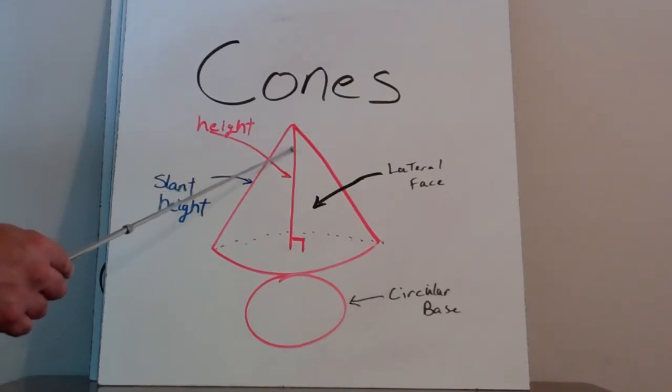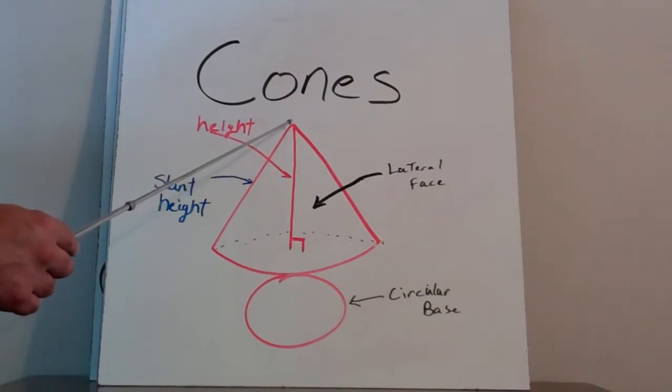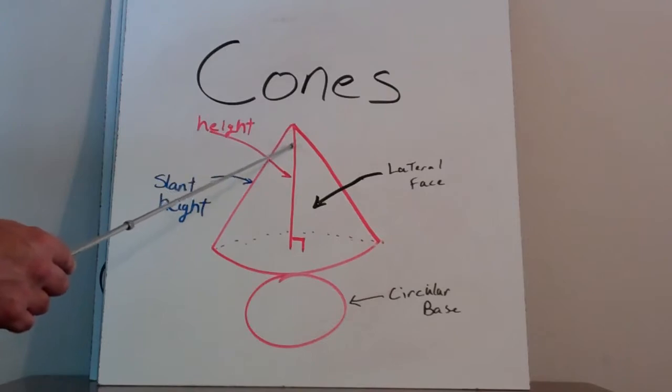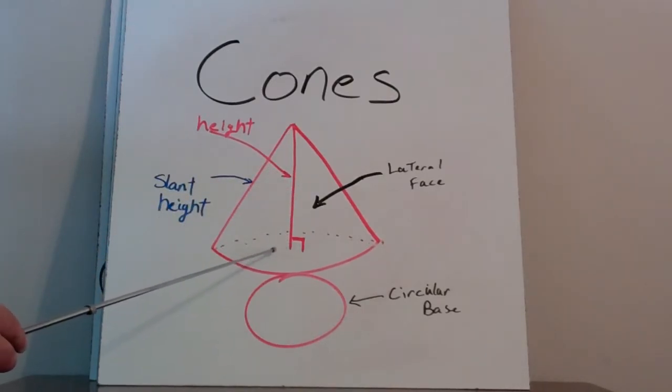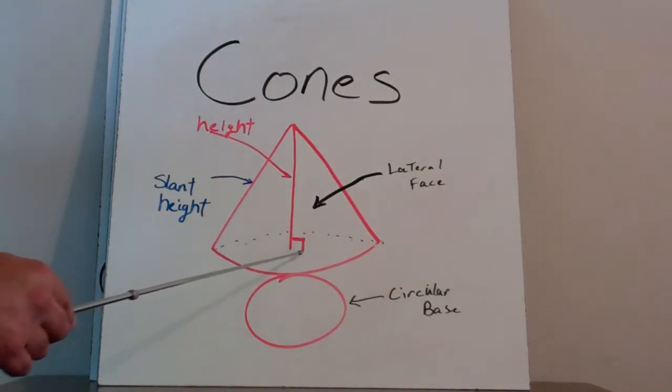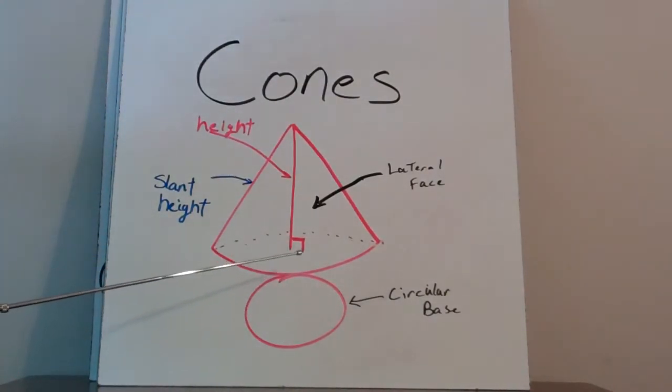It will be dropped straight down from the tip of the cone all the way to the middle of the circular base, and looks like it's kind of hanging out in the middle of nothing. You can see that the height is not actually touching a line right there. It's just kind of placed in the center of that circular base.